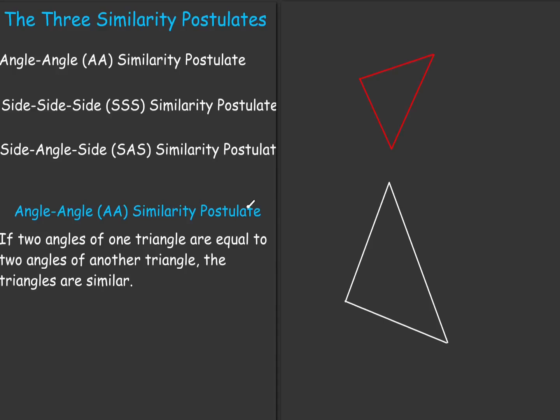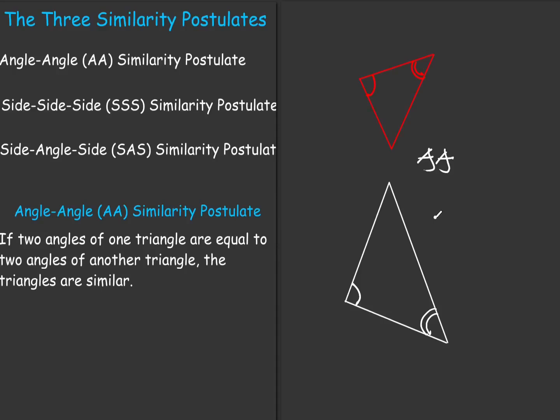So let's look at the first one, which is the angle-angle similarity postulate. It says that if two angles of one triangle are equal to two angles of another triangle, then the triangles are similar. So as you can see, I have this triangle here and this other triangle over here. If it is labeled and you are told that this angle here is the same as this angle here, and this other angle over here is also the same as this angle here, then there's no need measuring anything, because you have been told that at least two of the angles are equal. So you can quickly say that using the angle-angle similarity postulate, these two triangles are similar. Why? Because we have found out that at least two of the angles are equal.